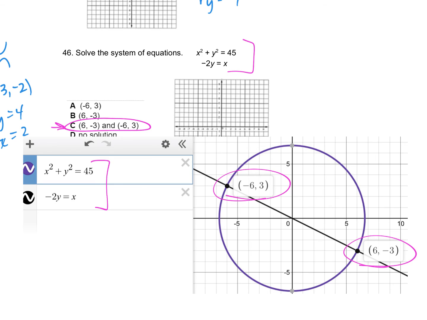It would be no solution if they didn't cross. So let's say my line was out here. That would mean it was no solution.